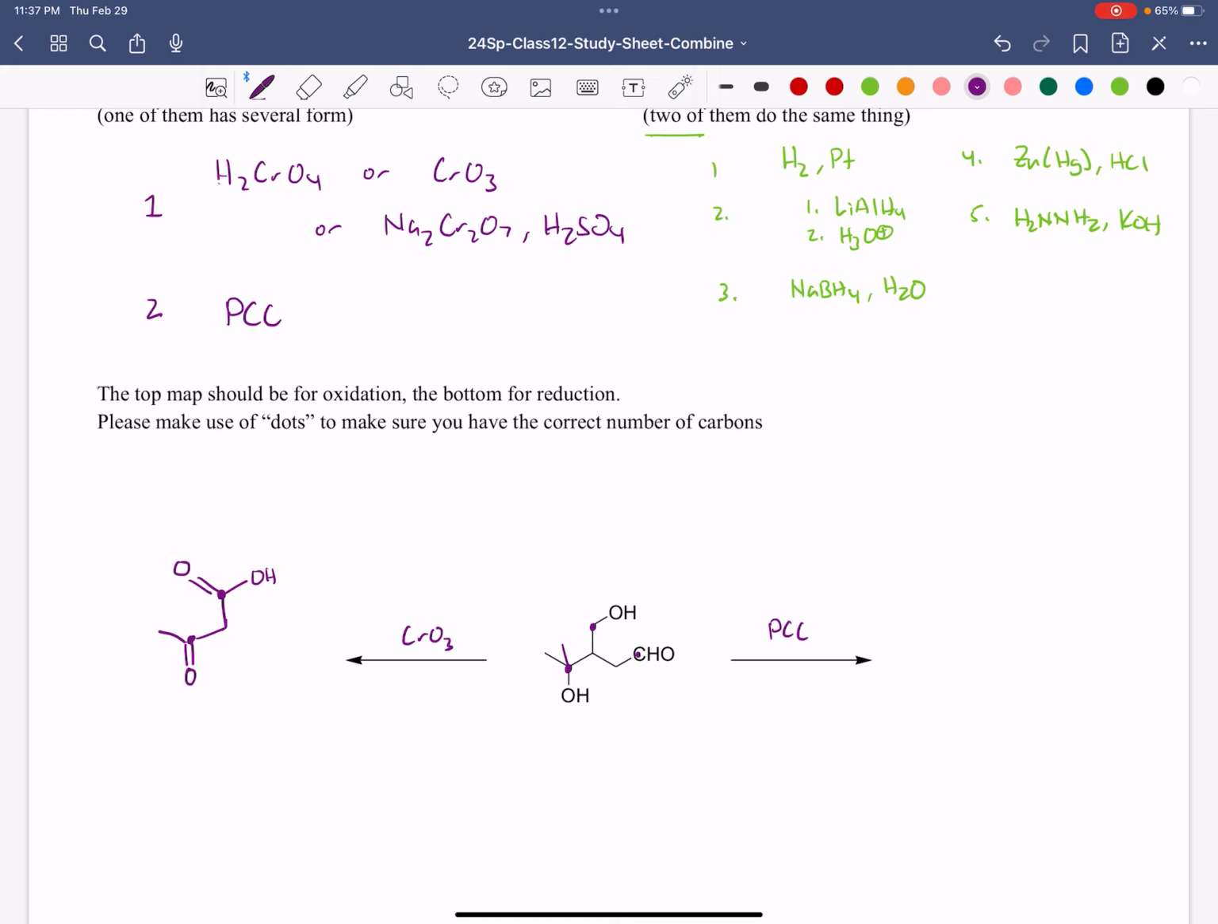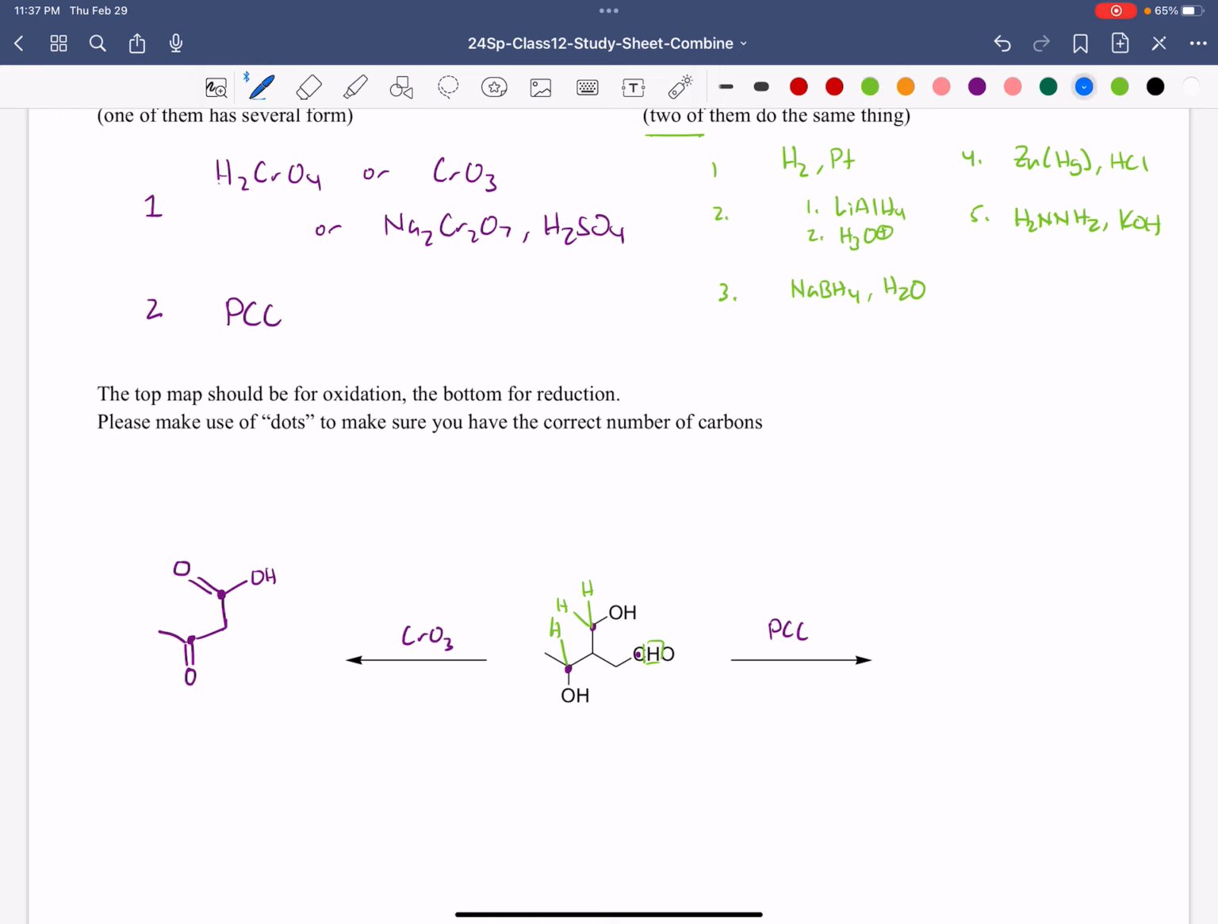Whoops. Let me do this in a different color. There's only one hydrogen here. Okay? So we could only oxidize it at the most once. Over here, we could oxidize that carbon at the most twice. And we did oxidize it twice. And this aldehyde group, you have this H.